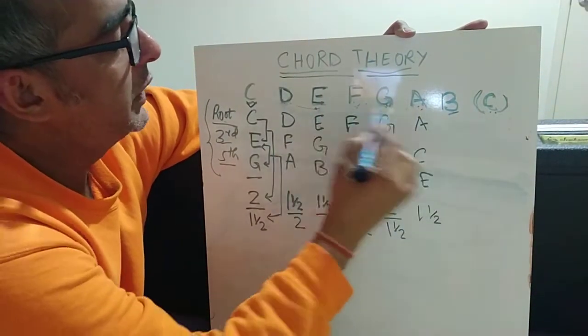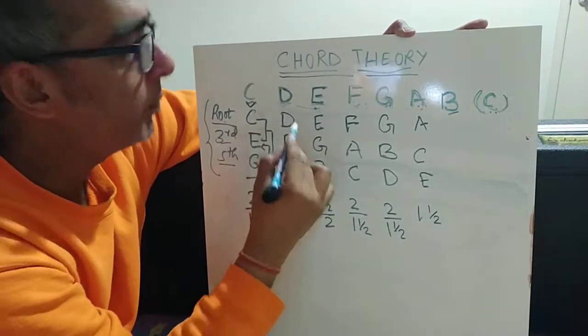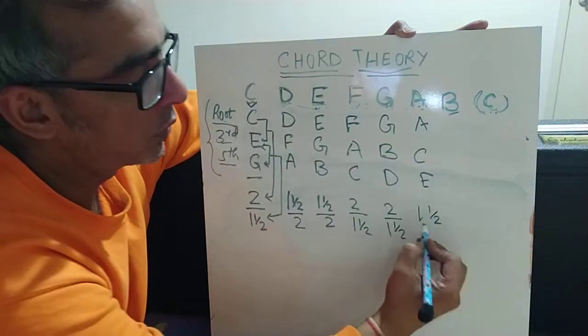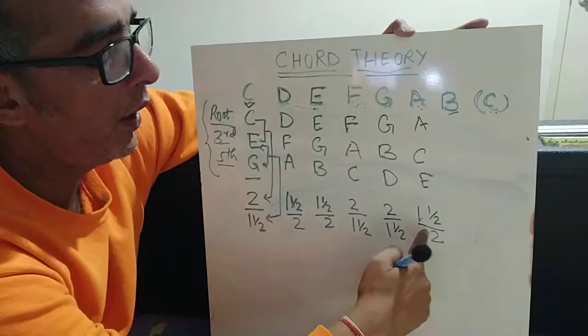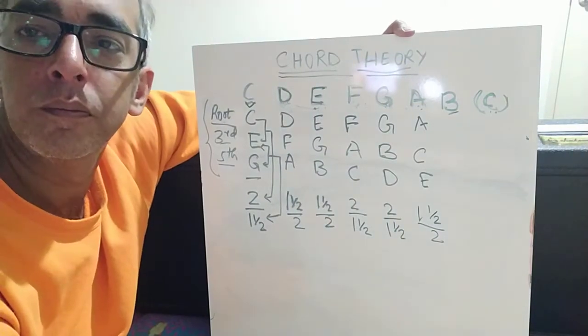Between the third and the fifth, C and E: C and D is a whole step, D and E is a half, again a whole step. So 2. 1.5 over 2. Right?